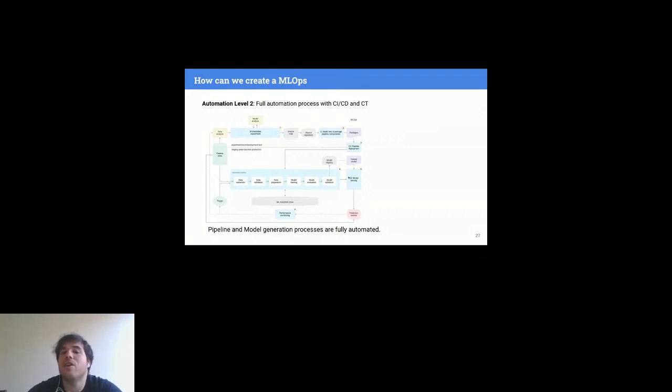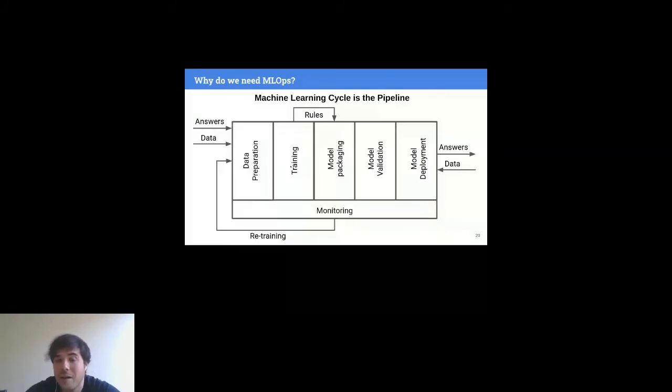Okay, and now the interesting part: how we can do that in Google Cloud Platform, how we can create a machine learning operation in Google Cloud Platform. Okay, remember this picture that we have? We have the different things that we are going to put in our pipeline. All of these are the different phases of the pipeline. Okay, then we can do this.